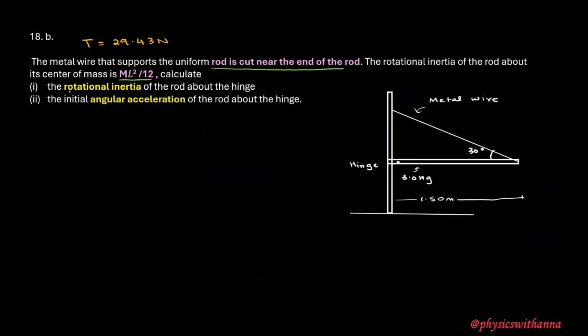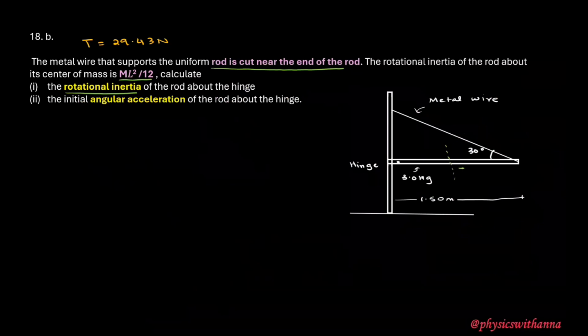Calculate in the first part the rotational inertia of the rod about the hinge. So let's look at the first part here. We have been given the rotational inertia of the rod about its center of mass. Center of mass of the rod is at the center.